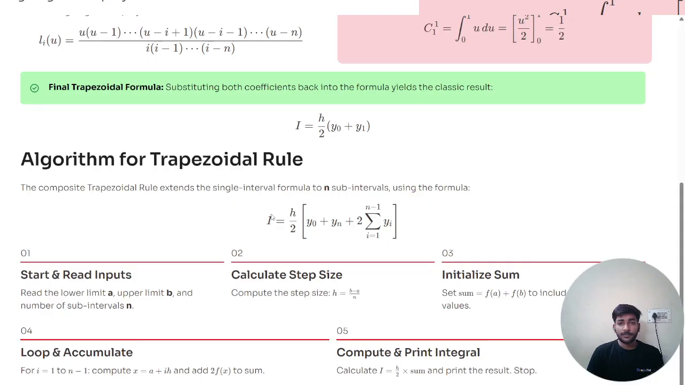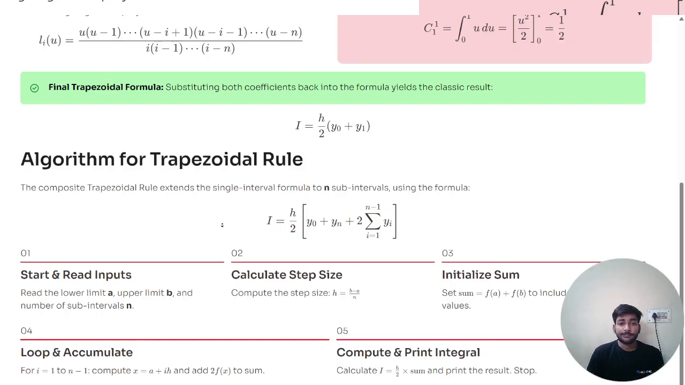This is the formula of the trapezoidal rule, and if we see the general formula, then we get I is equal to h by 2 into y0 plus yn plus 2 summation i equals 1 to n minus 1 of y_i, which means y0 plus yn plus 2y1 plus 2y2 plus 2y3 up to 2y(n minus 1). Okay, this is the general formula.